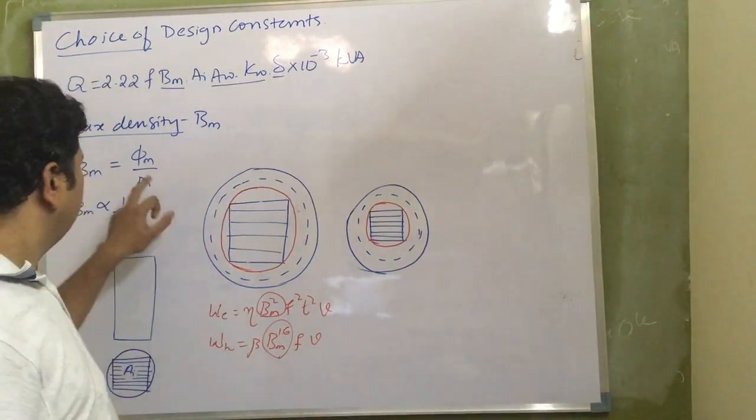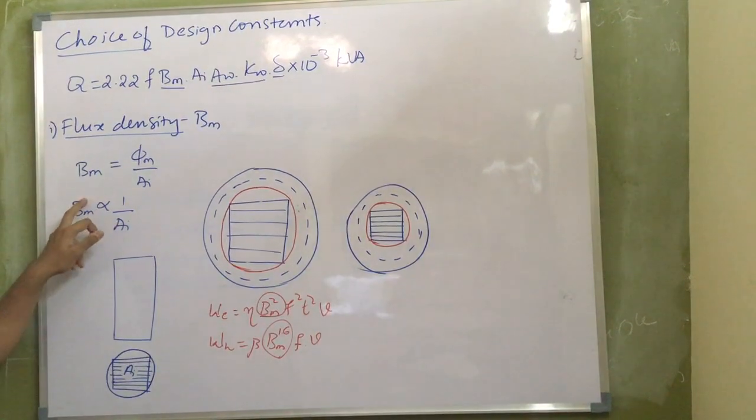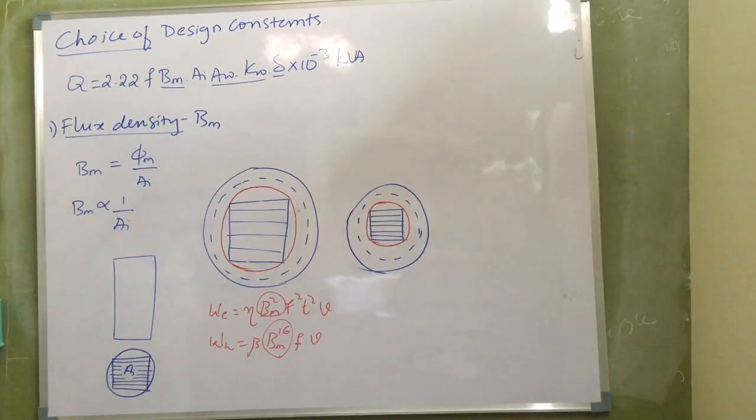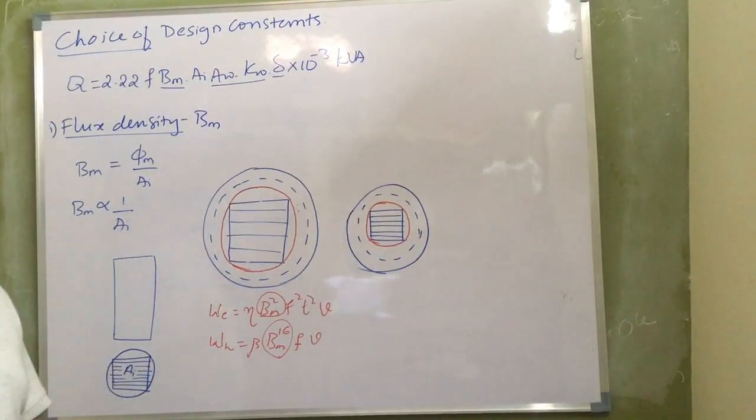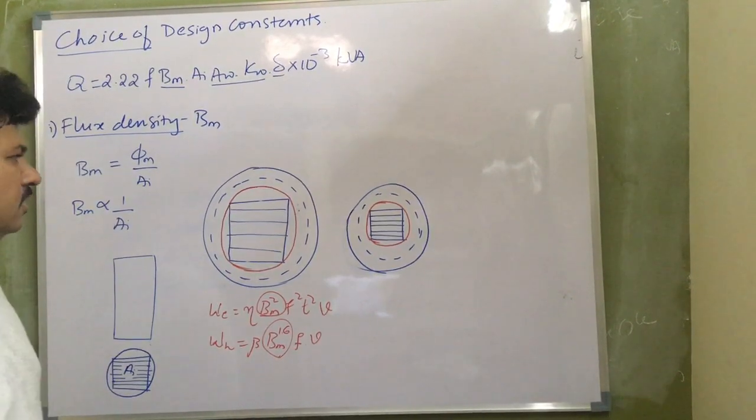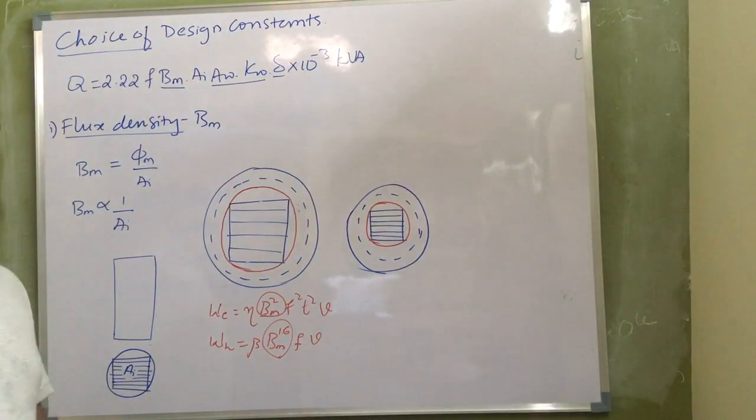The second thing is that if I have to get larger values of flux density, then a large amount of magnetizing current is drawn from the source, which will again increase the iron losses.